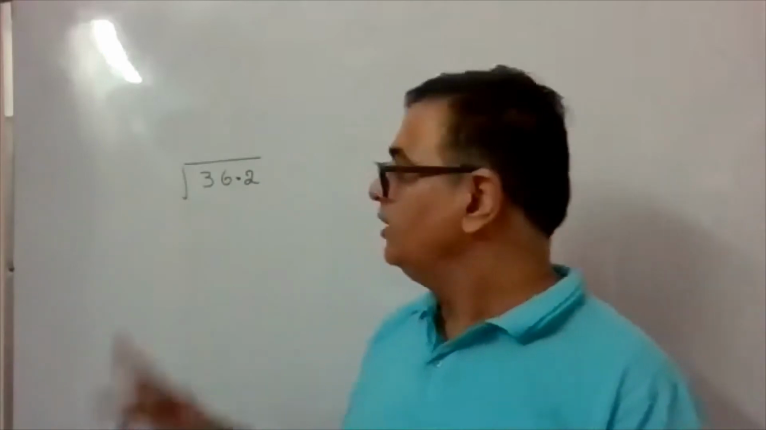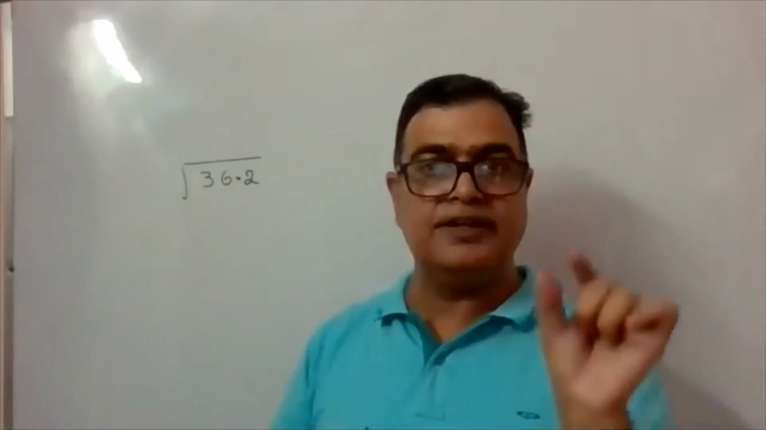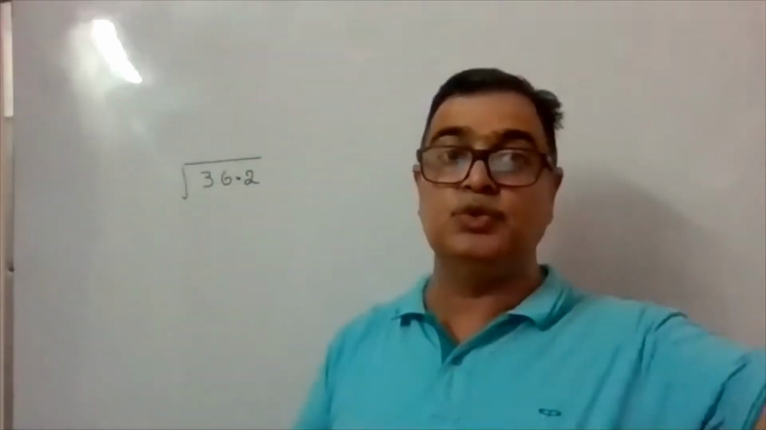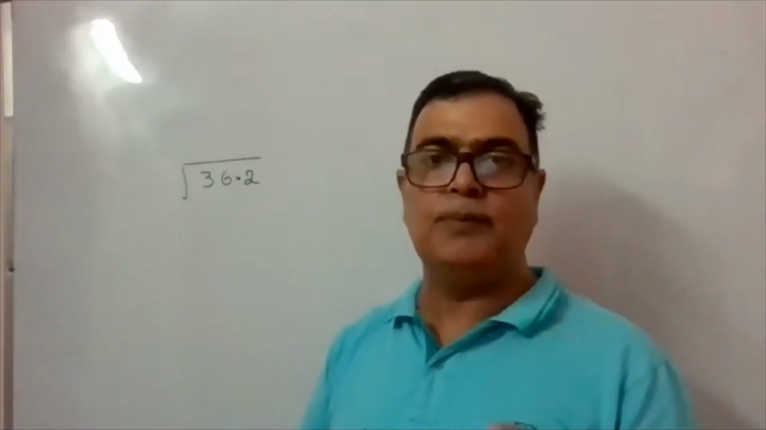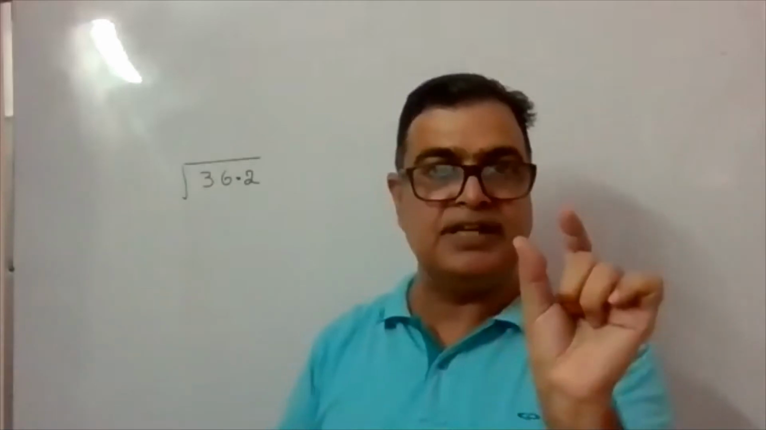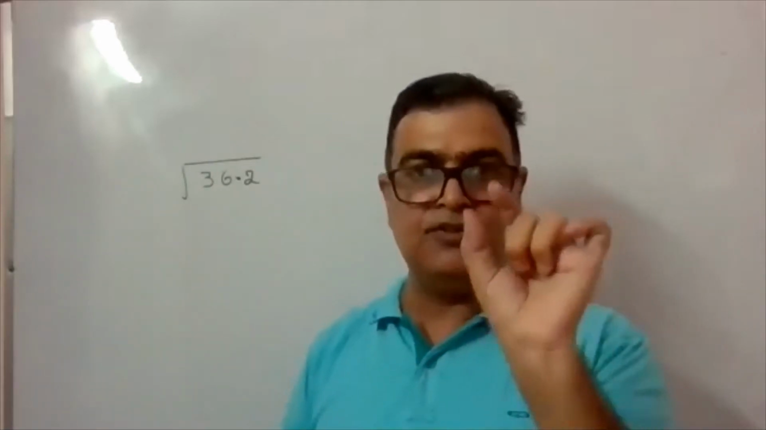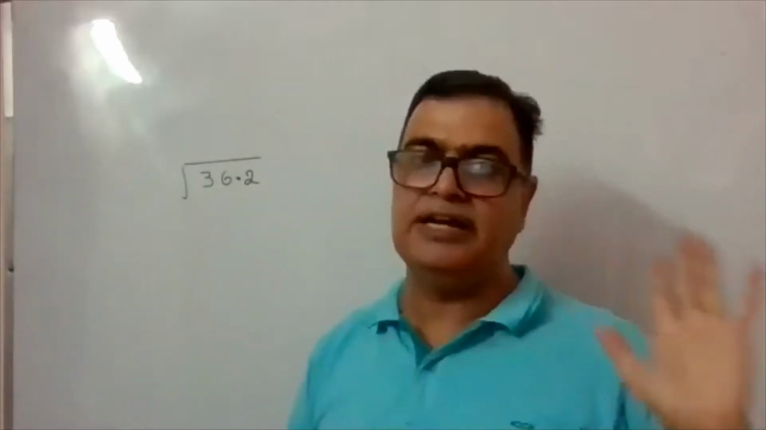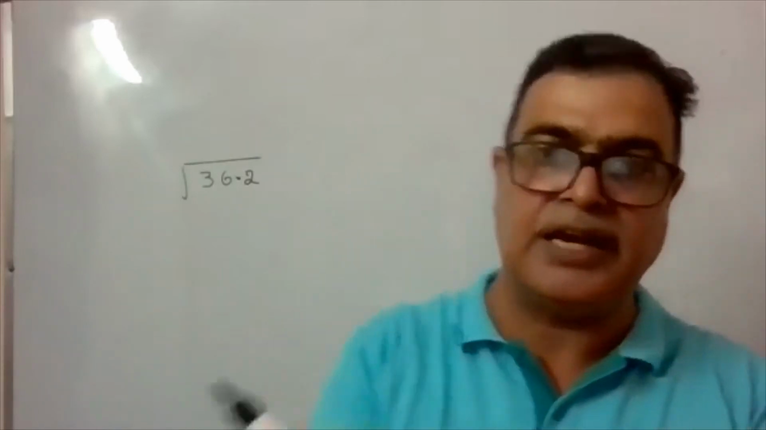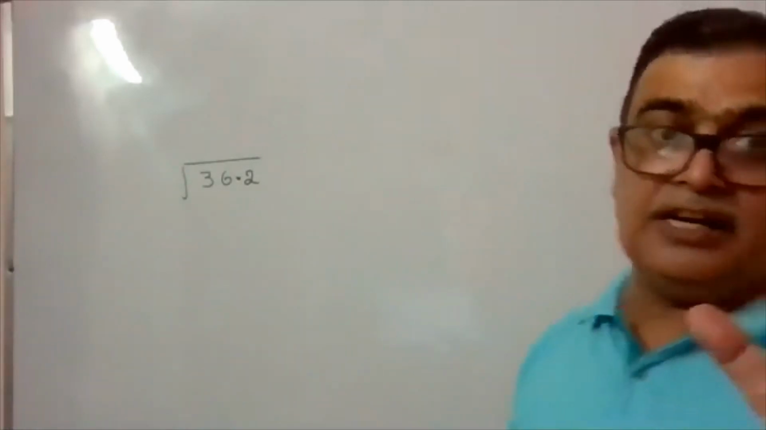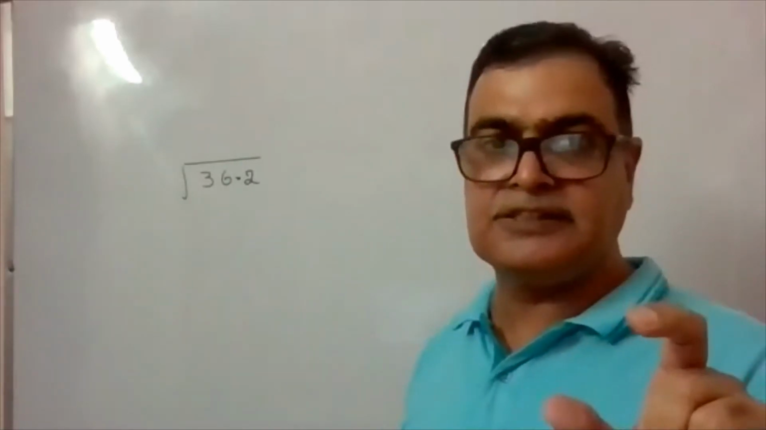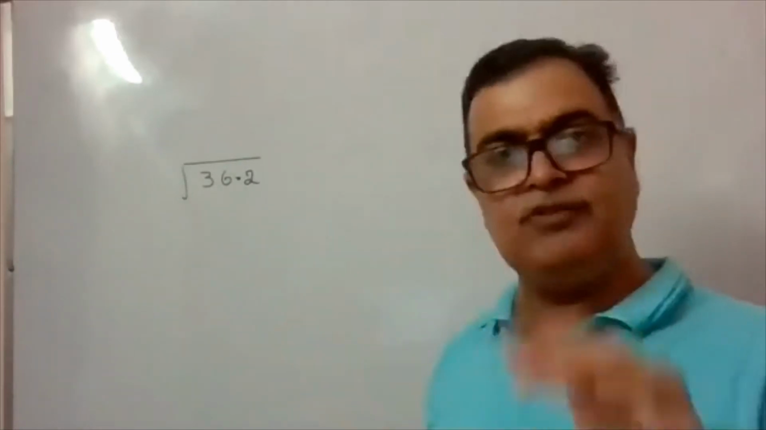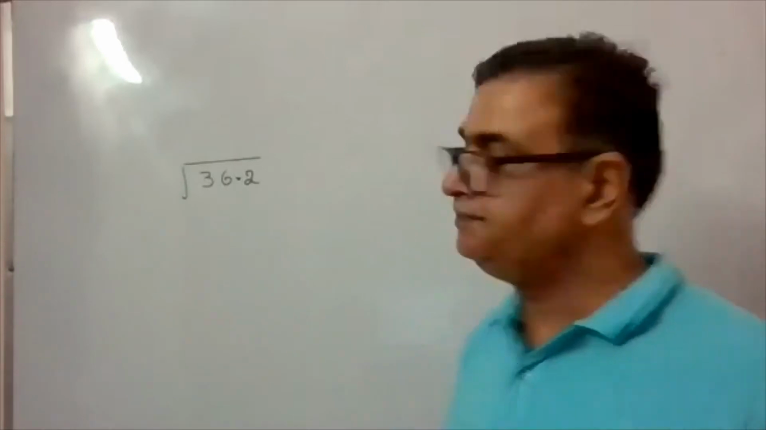Now, one thing you should keep in mind: this value will be coming nearly correct. Why is it nearly correct? Because the error you are creating is 0.2 in comparison to 36. In comparison to 36, 0.2 is a very small quantity. That means delta x is very small, and if delta x is very small, this formula is valid and it will give a nearly accurate value. If delta x is bigger, the error will be more.